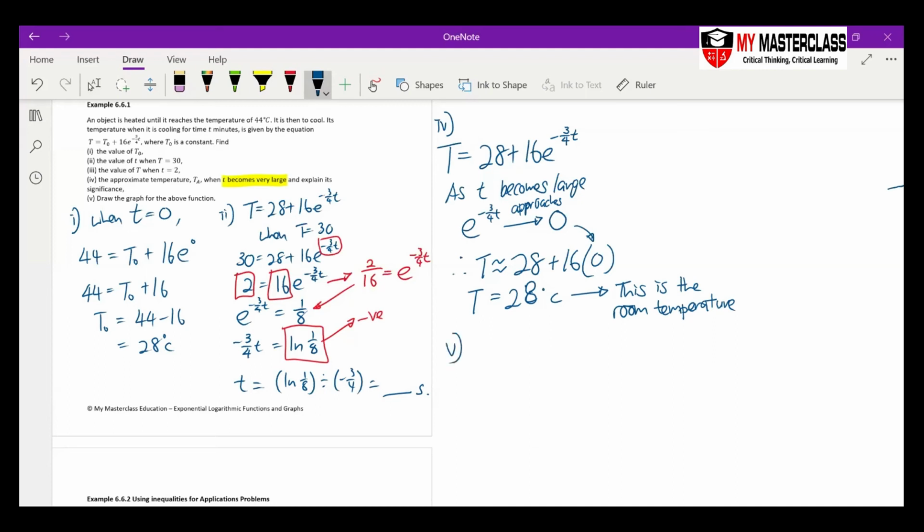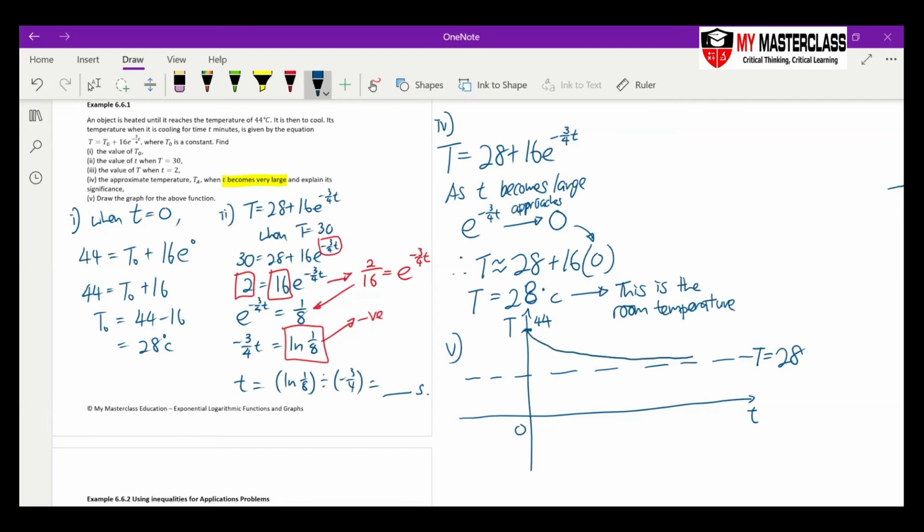And for part 5, in terms of how the graph looks like, it is this. Number 1, your 28 is the asymptote. So this is big T, this is small t. This guy is T equals to 28. Your metal is heated to how many degrees? 44 degrees, right? So it started at 44 degrees. Then you start to cool, which means it starts to go down. And as t goes by, it will go very, very close to 28. So this is how the graph will look like.